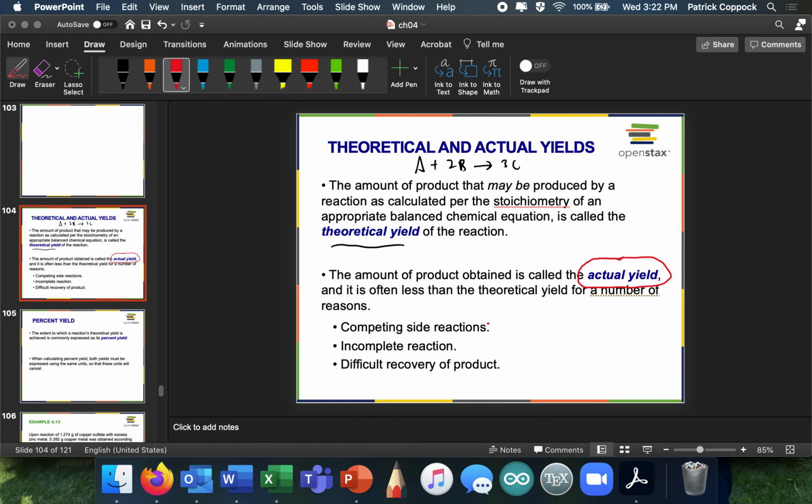All right. And so if I make slightly less, it could be because of competing side reactions. It could be because they didn't all react like I hoped they would. It could be because of difficulty of getting the C out of the jar that I made it in, or losing it in filter paper or something like that, right? So difficulty recovering the product. So these are three reasons why I might not actually make everything that I was hoping to make, okay?